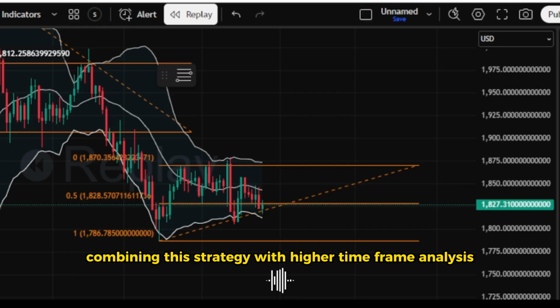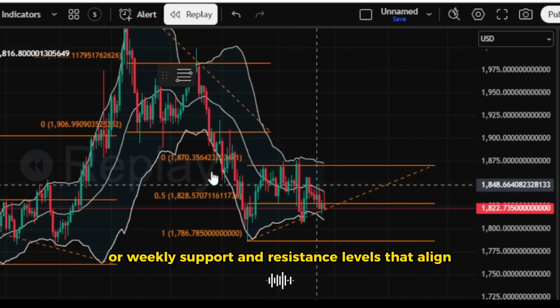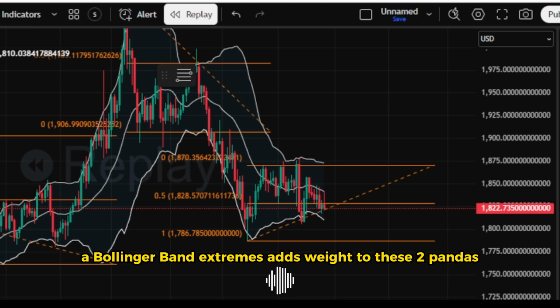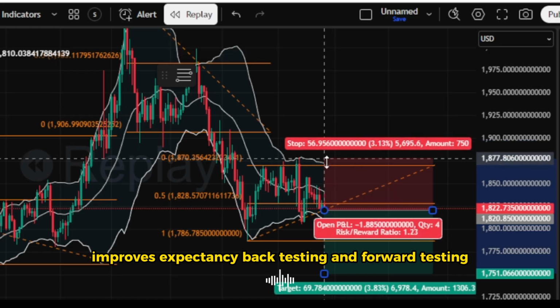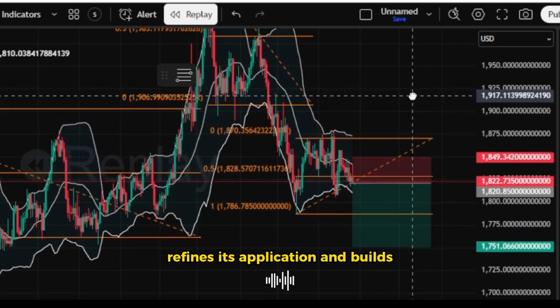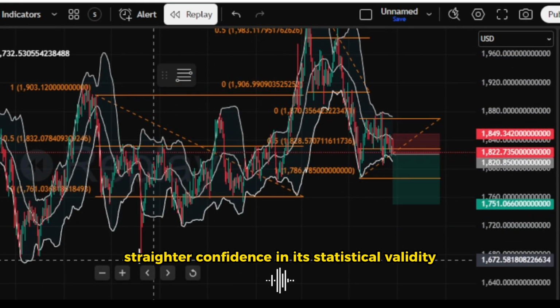Combining this strategy with higher timeframe analysis increases its potency, identifying daily or weekly support and resistance levels that align with trade setups. Bollinger Band extremes add weight to these levels, and the confluence improves expectancy. Backtesting and forward testing this method across multiple instruments and timeframes refines its application and builds confidence in its statistical validity.